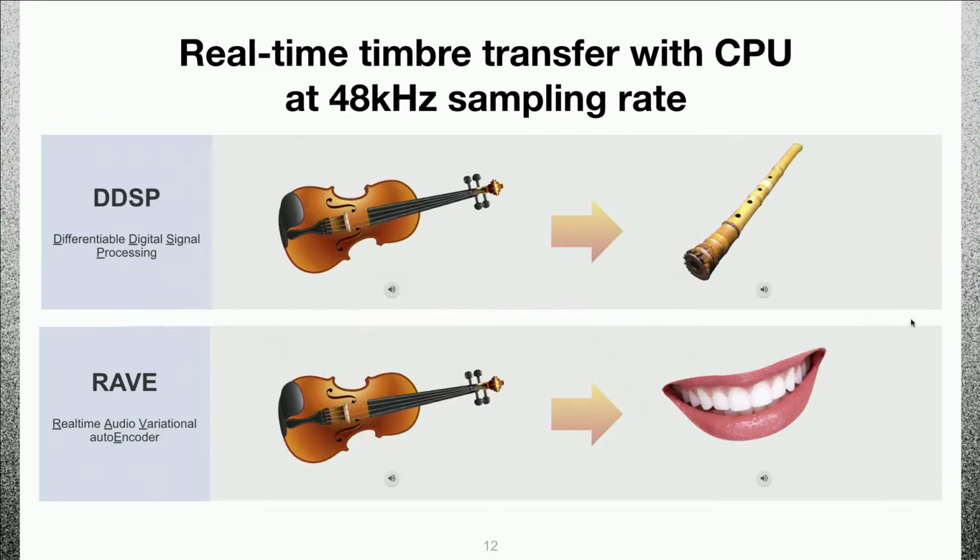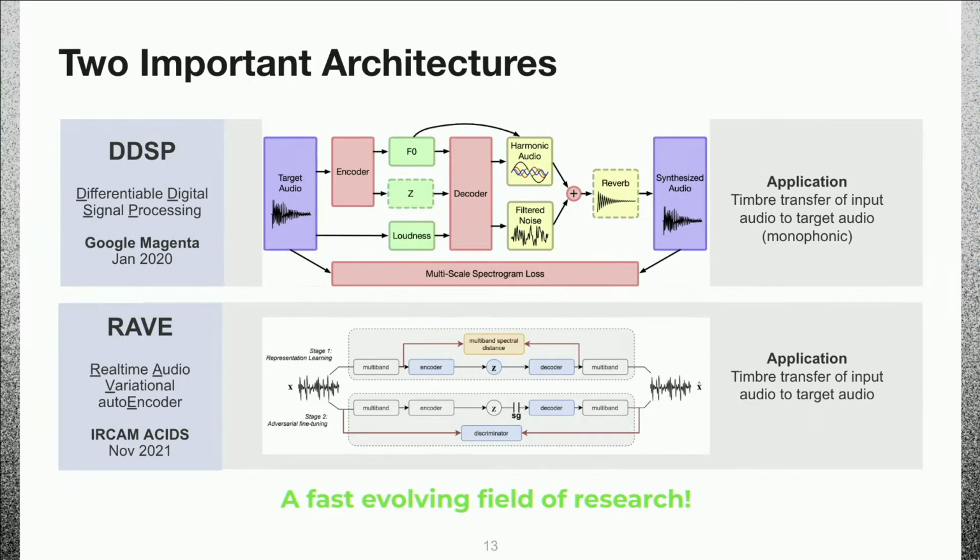One other benefit is this is done at 48 kilohertz, whereas in the past a lot of neural network and audio machine learning work was done at lower sample rates. So it's really nice to see some high quality audio coming out of these systems.